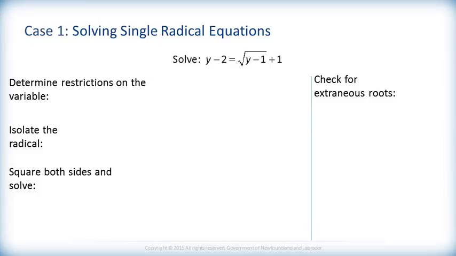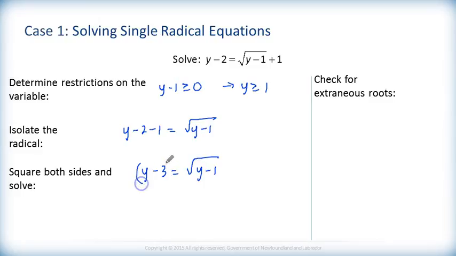First step is to determine the restrictions on the variable. We have a single radicand, y minus 1, and that has to be greater than or equal to 0 because we have an even index. So y has to be greater than or equal to 1. Now the first real step in solving the equation itself is to isolate the radical. So we bring that 1 over to the left side, and that leaves us with y minus 3 equals the square root of y minus 1.